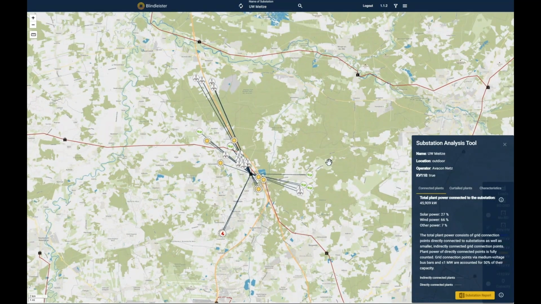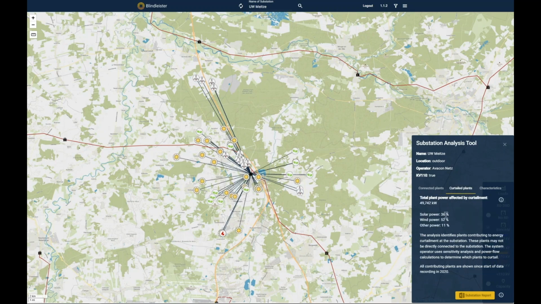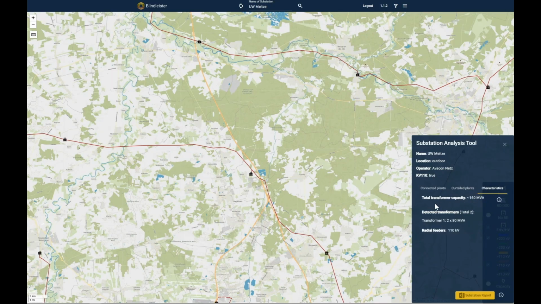So now we dive in more on the micro level of the substation Meize by opening the substation analysis tool. Here you can see what kind of plants are directly connected, with the straight lines, to the substations, and what kind of plants are indirectly connected by the dashed lines. You can also see an overview of solar power, wind power, and other power that is connected, and also what kind of plants are affected through curtailment, which do not need to be connected to the substation, because they can be very small plants but are still curtailed in this area. Also, what is very important is how many transformers are actually in the substation.